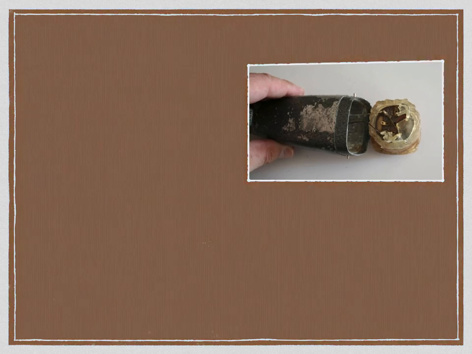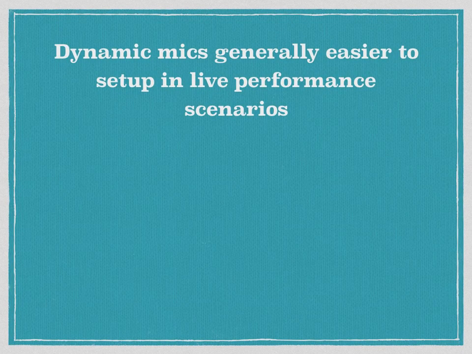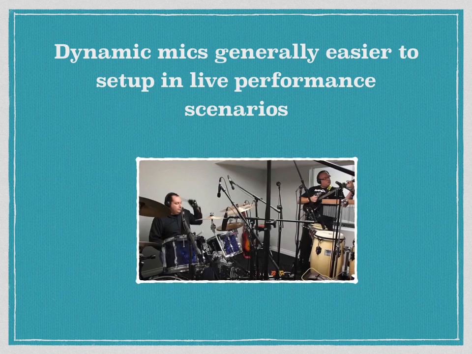The last difference, well, not the last difference, but the one before the last that we want to look at is that dynamic mics are generally easier to set up in live performance scenarios. During a live performance, you may have several band members playing different instruments, maybe several of them are singing, then you have sound coming from the monitors, you have sound coming from the crowd. You have so many different sources of sound that if you're using a microphone that is sensitive to sound coming in various directions, then the likelihood of you getting things like feedback is higher.